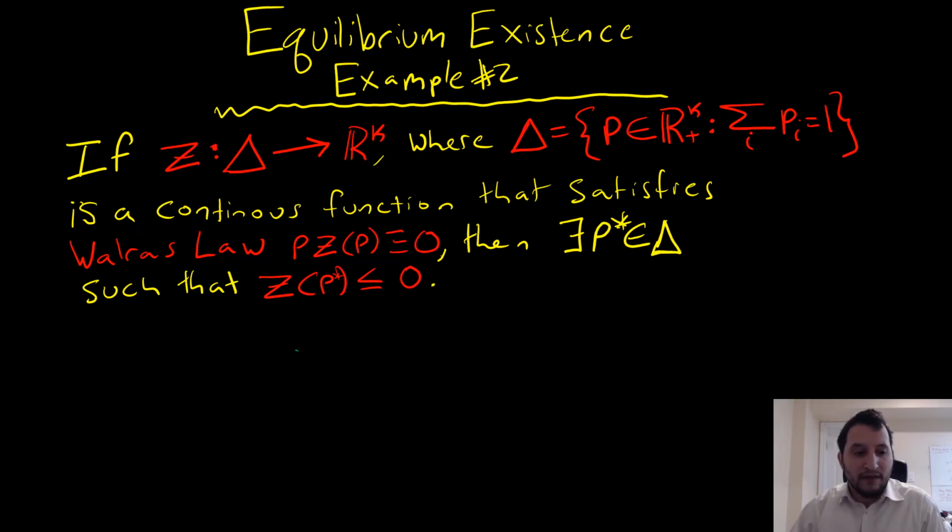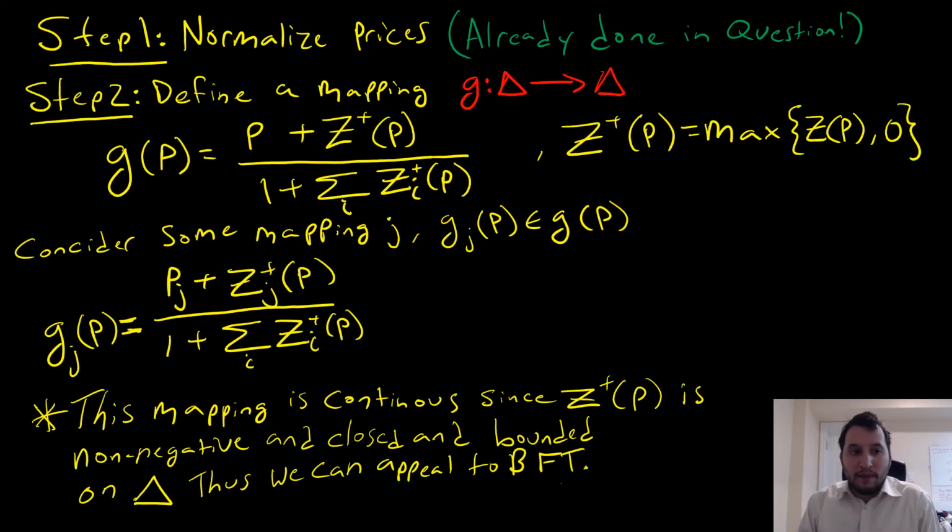We're going to say that if z is a continuous function and it satisfies Walras's law, that is, if we take a price multiplied by this z function, that's going to be equal to 0, then there exists some p such that the excess demand function z is less than or equal to 0. So let's go and prove this. Step number 1 is that we're going to normalize our prices. This is already done in our question, so we don't need to worry about that.